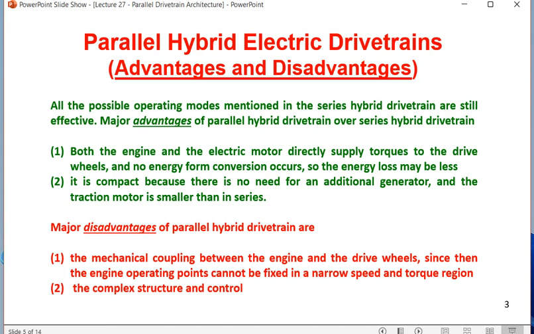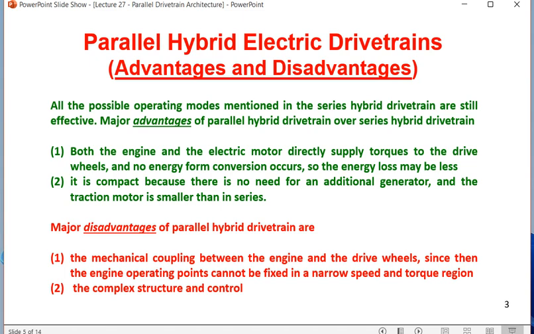In the parallel hybrid type, which has a mechanical coupling, we are mainly controlling the mechanical power. In this case the operating points cannot be fixed or cannot be controlled within a very narrow error region. So this is one disadvantage of parallel hybrid, but even then it is considerably accurate. It cannot be controlled within a very narrow region, but yes, within a narrow region it can be controlled.